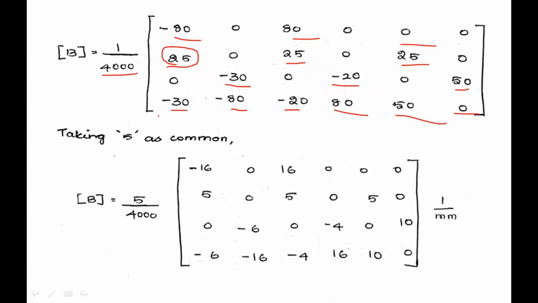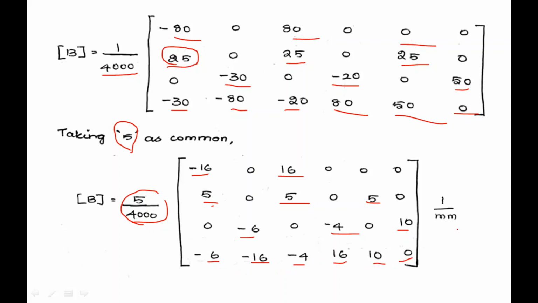Now we can simplify these terms. We can take a common term. Here 5 is common, so we can take 5 out of this matrix. So 5 by 4000 we are getting. Here 80 becomes minus 16, 16, 0, 0, 0. Here 25 becomes 5, 5, 5 like this. 30 will become minus 6, 20 is minus 4. Here 50 is 10. So minus 6, minus 16, minus 4, 16, 10, 0.